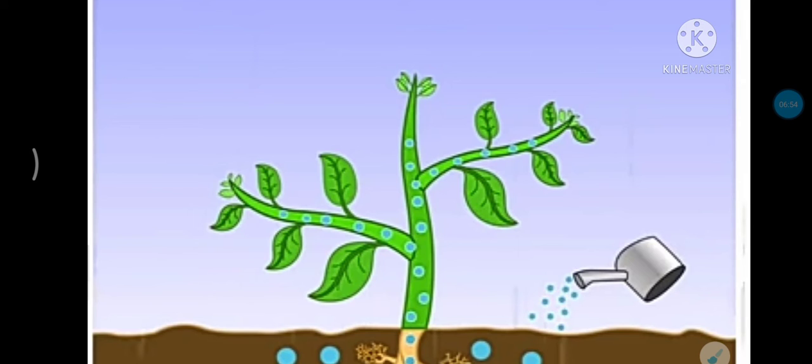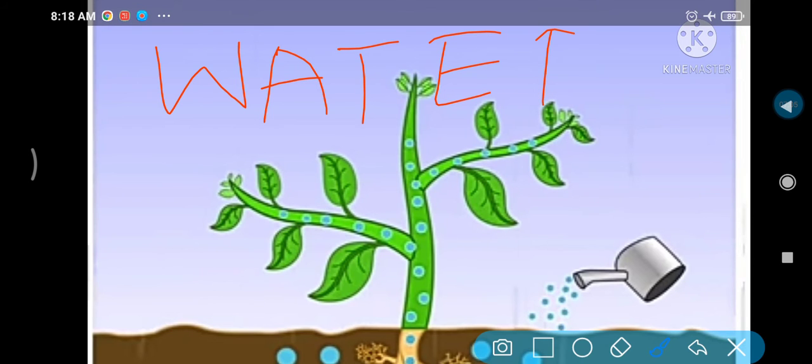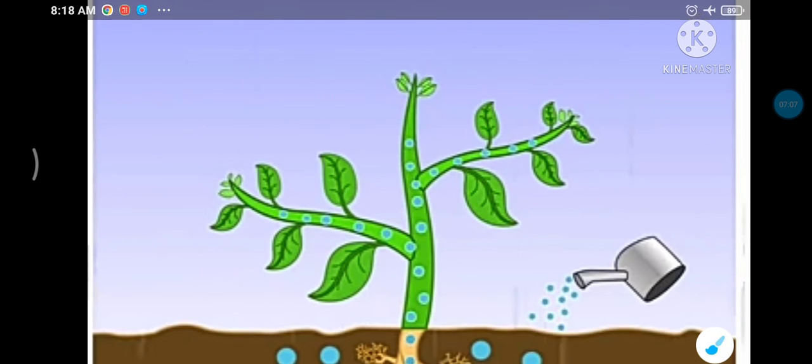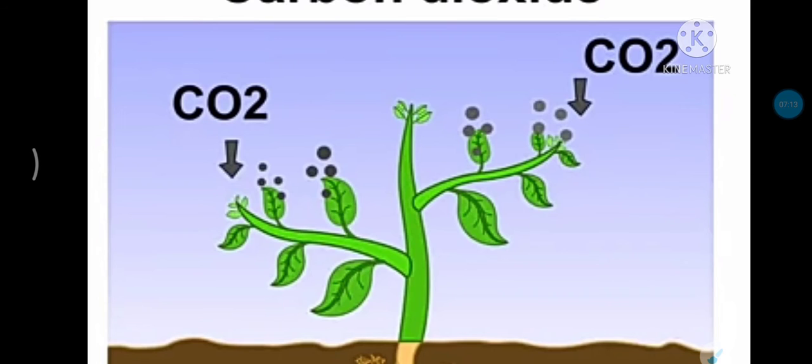Chlorophyll. The second requirement of the plants is water. Like, if your mother is cooking rice, she'll need water, right? We put water in the rice to prepare it. Same way, plants also need water to prepare its food.